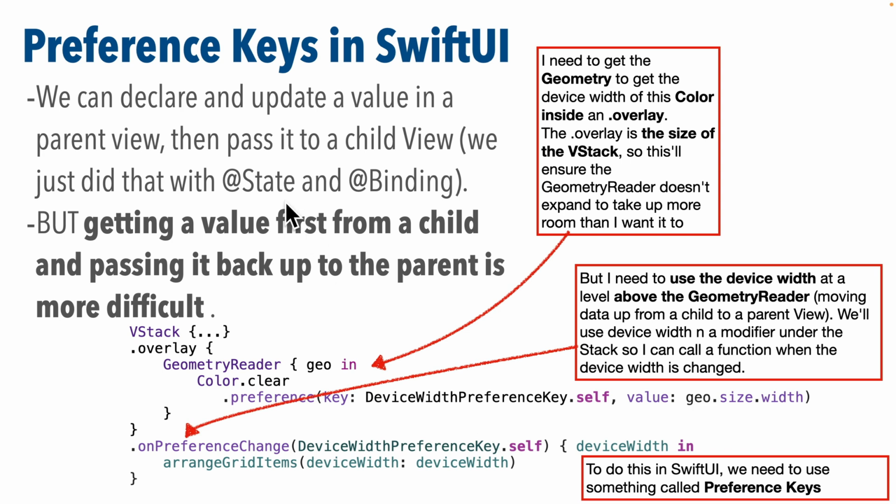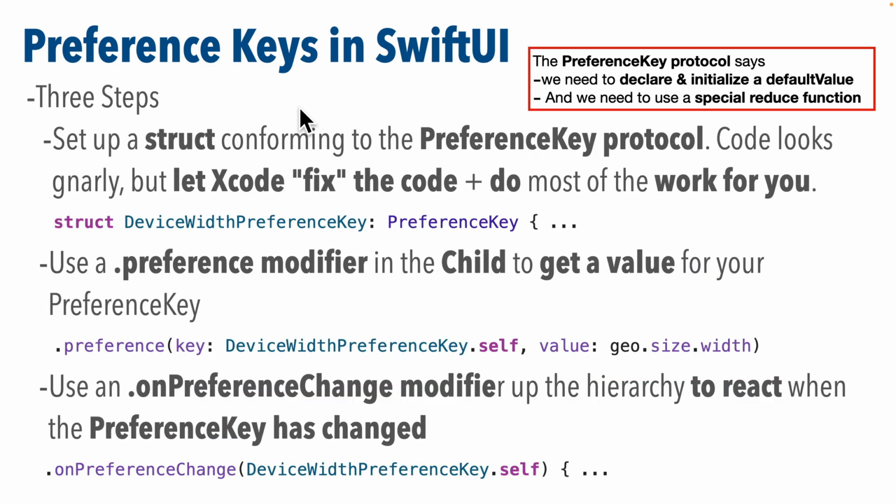So we're going to use a special SwiftUI technique that allows us to pass certain values from child back to parent. Now this technique is called PreferenceKeys. And to implement PreferenceKeys in SwiftUI, we need to do three things. First, we need to create a struct to hold our preference key, and we need to conform to the PreferenceKey protocol. Now this just means that our struct is going to follow specific rules for using a preference key that have already been set up in SwiftUI.